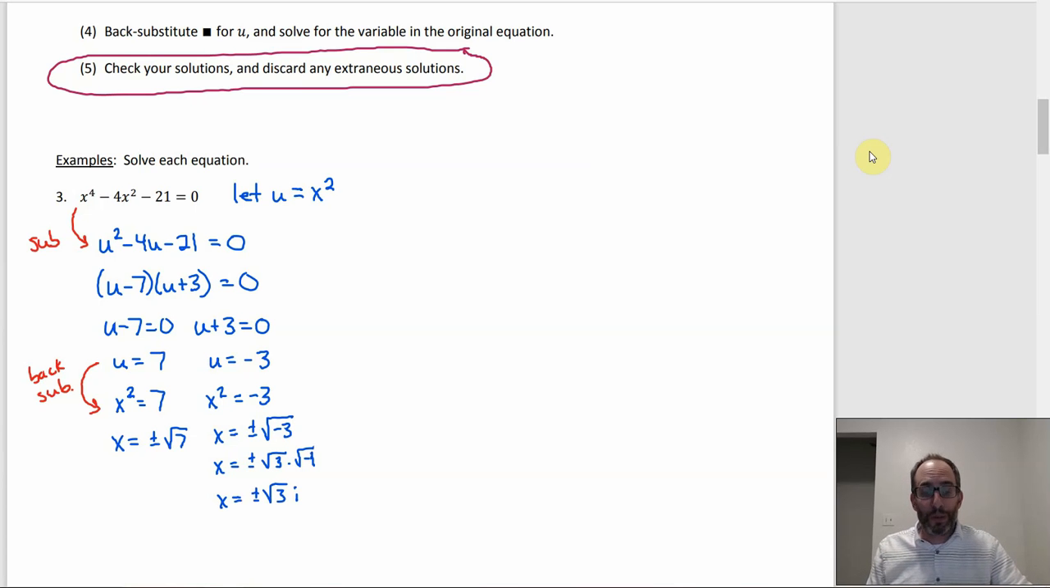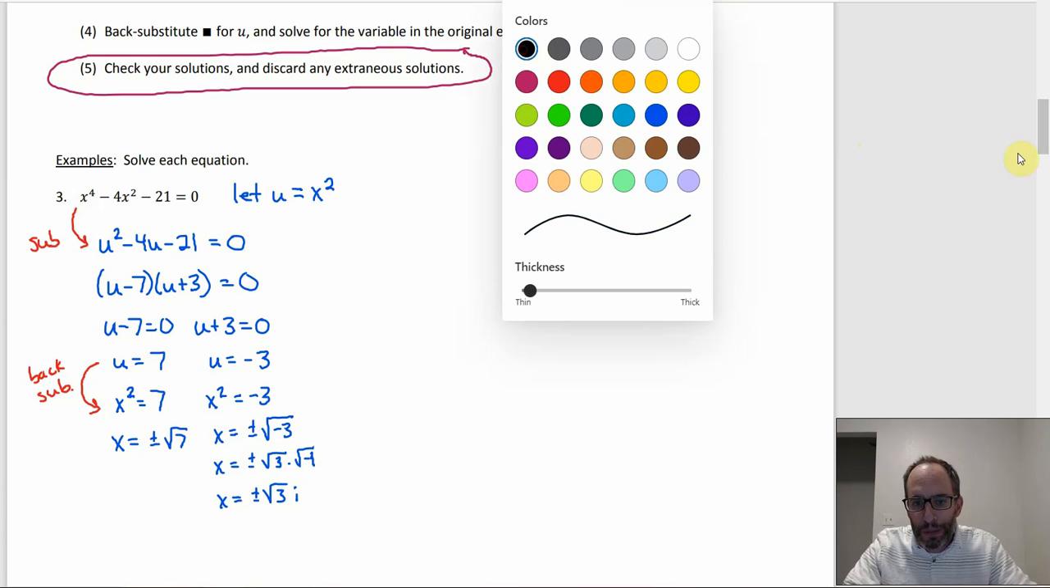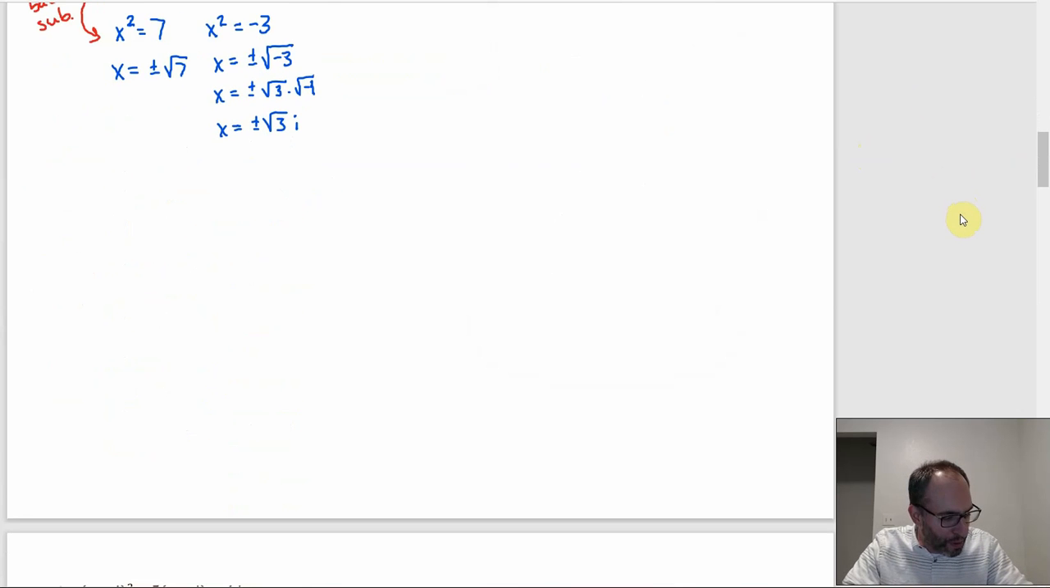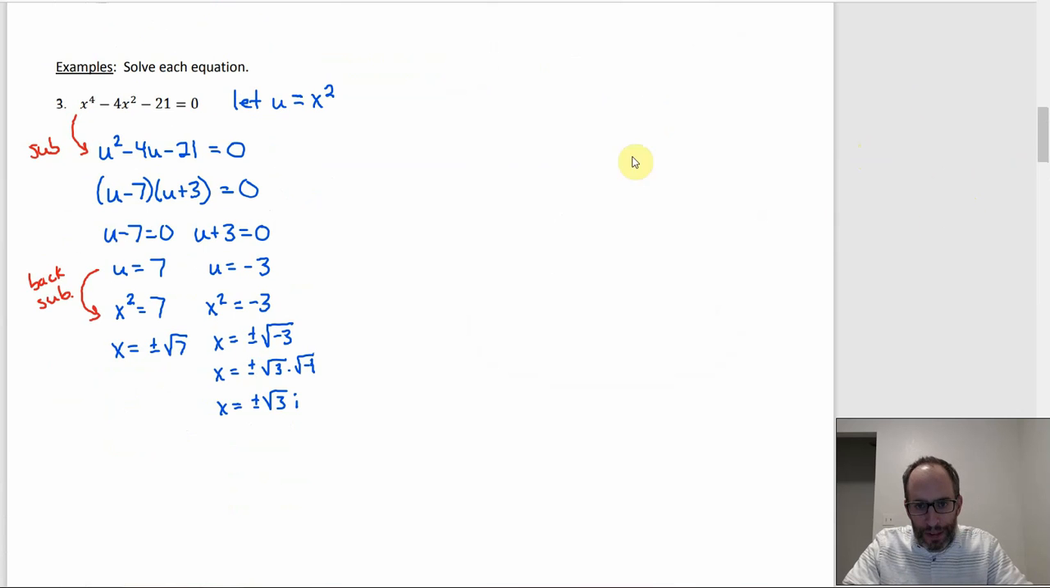Okay, so there are 4 possible answers, right? I'm saying possible because there could be an extraneous solution. We're going to find out. So radical 7, negative radical 7, radical 3i, negative radical 3i, and then we just have to go through and check them all. Okay, so a different color perhaps for the check. Let's see what kind of room we're working with here. I think I can get radical 7, negative radical 7 up here, and then the imaginary ones underneath. We're going to find out one way or another.